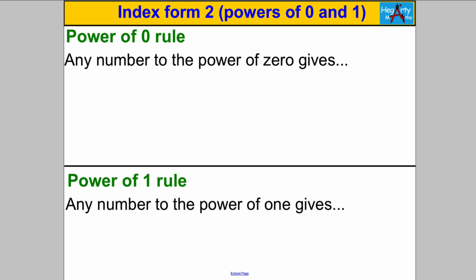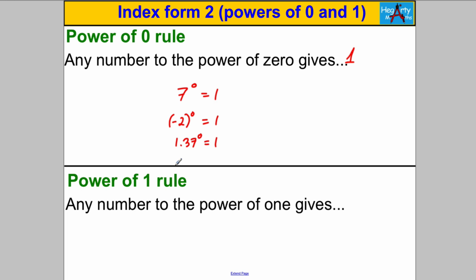Let's write a rule. The power of 0 rule. Any number to the power of 0 gives 1, always. For example, 7 to the 0 is 1. Negative 2 to the 0 is 1. 1.37 to the power of 0 gives 1.